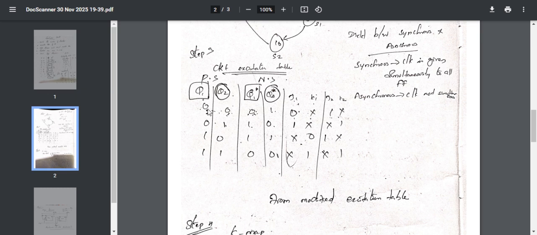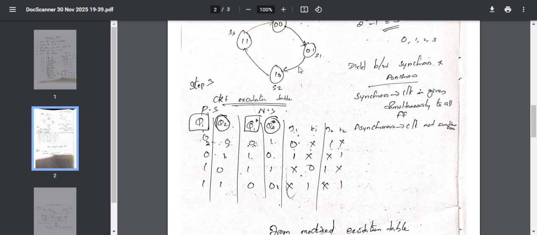Next state, if the present state is 0 0, the next state is going to be 0 1, right? Present state is 0 1, next state is 1 0. If the present state is 1 0, the next state is 1 1. If 1 1 is the present state, the next state is 0 0. So you can refer to the state diagram for the 2-bit binary combinations 0 0, 0 1, 1 0, 1 1. Okay.